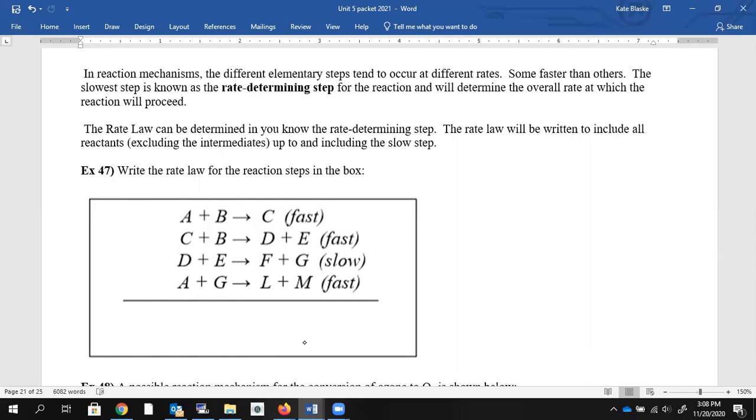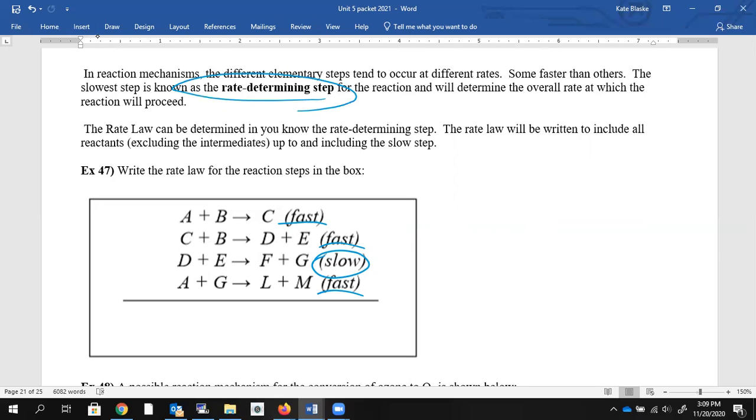So if we look here in example 47, this mechanism has 4 different steps. And notice that it says these 3 steps are fast, but this one is slow. Just like in a relay race, you are only as good as your slowest runner. In a mechanism, you are only as fast as your slowest step. So anytime we are looking at this, the slow step is also known as the rate determining step.